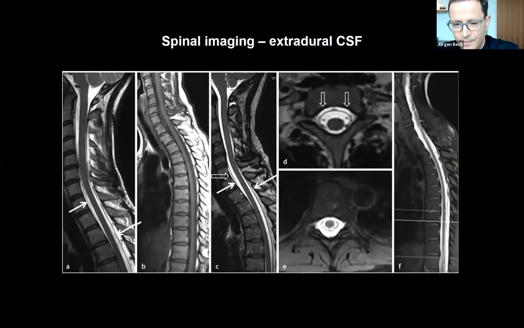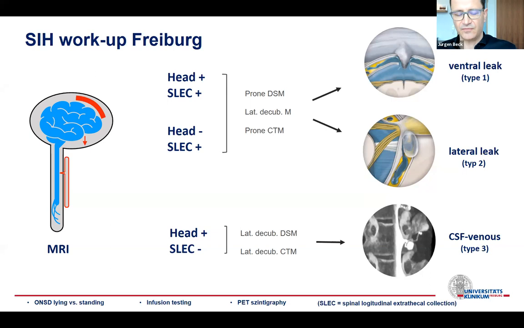Don't forget the spinal signs. Look for SLECs, spinal longitudinal extrathecal collections. It's more difficult to interpret the spinal images, but you can't tell where the leak is. You only can tell the patient has SIH, the patient is SLEC positive. Then we try to put it into a scheme. And keep it simple. There are so many schemes. I think Walter Schieving has done the first classification. If you keep it simple, there's type 1 ventral, being there microspur or not, type 2 lateral, being there cyst or not, and type 3 a CSF venous direct connection.